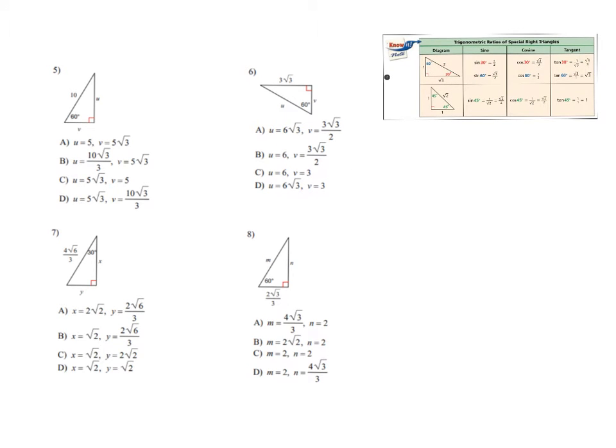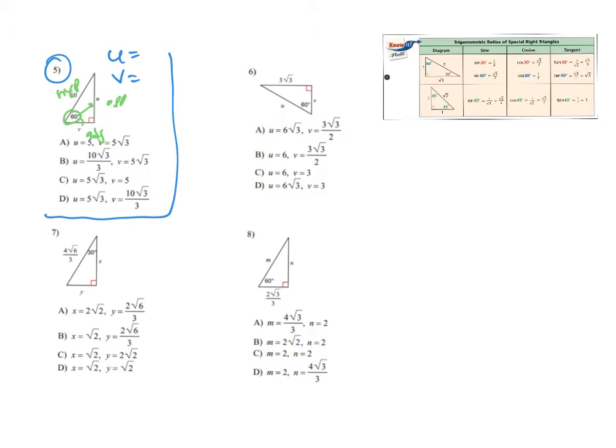The problem I'm going to work on first is number 5. And in number 5, we want to find out what u equals and what v equals, and then choose the right choice there. So what we do on these problems is we always start by identifying our angle, which is 60 degrees, and then we want to label our side. So the opposite side is u, adjacent is v, and hypotenuse is 10.